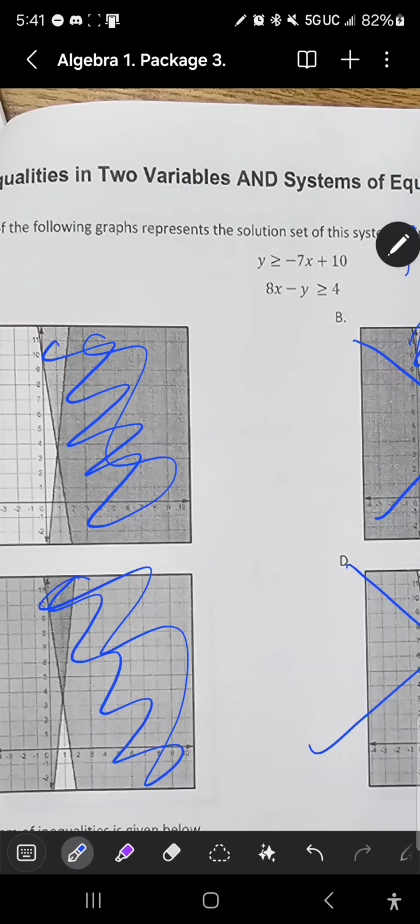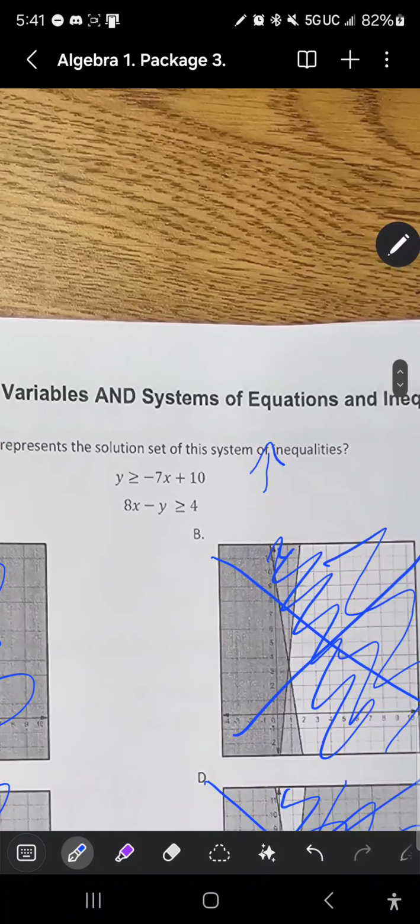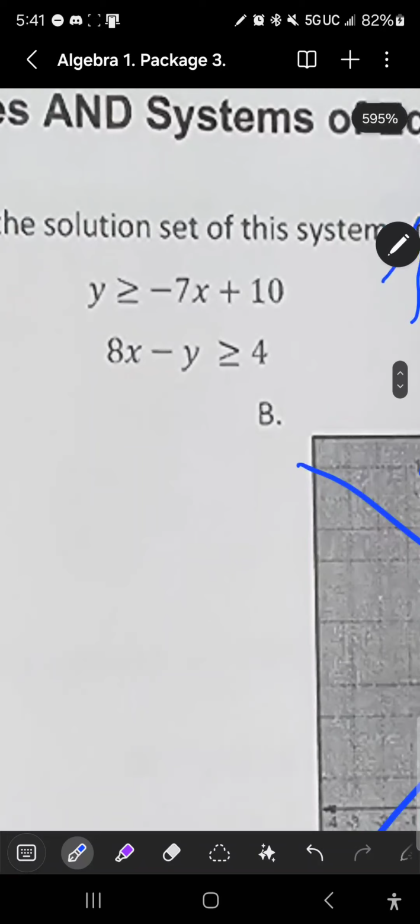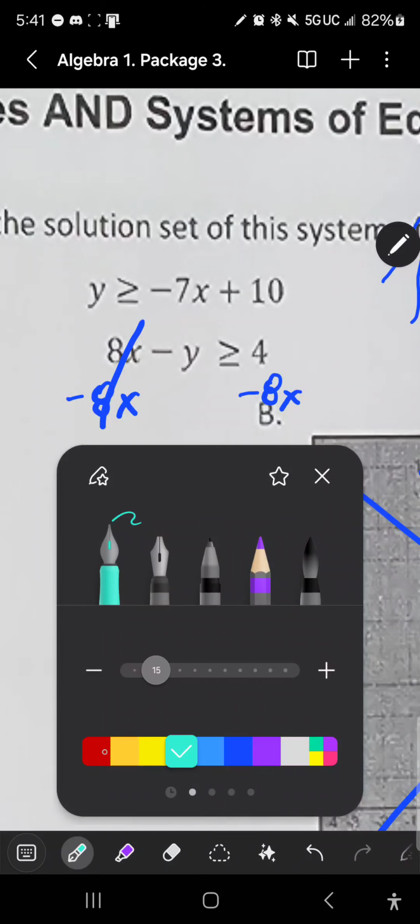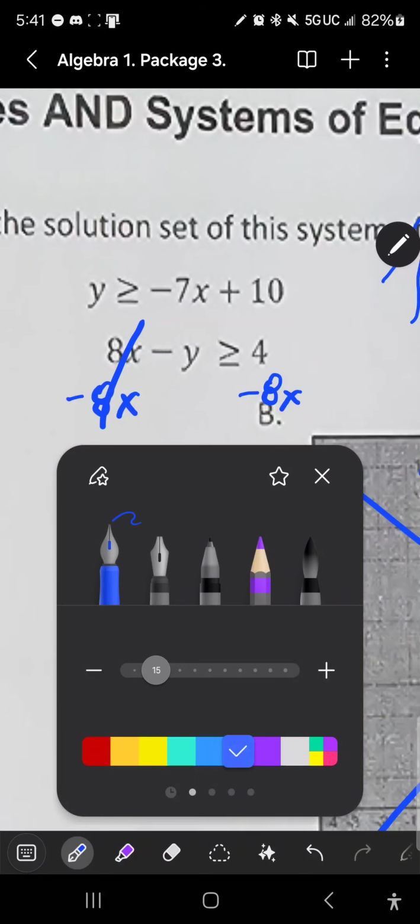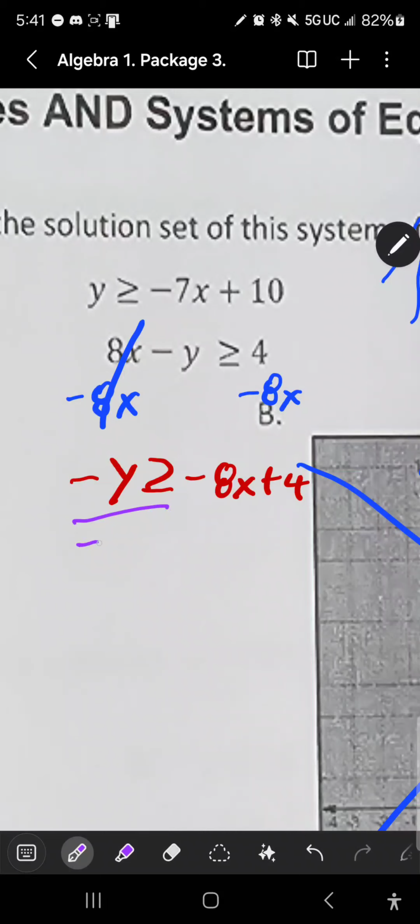this line. So now we're going to the other, and for this one, we also need to do a little bit of algebra. I'm going to subtract 8x from both sides, so I can leave the y alone. This cancels out, and I get -y less than or equal to -8x plus 4. Now I'm going to divide both sides by -1.